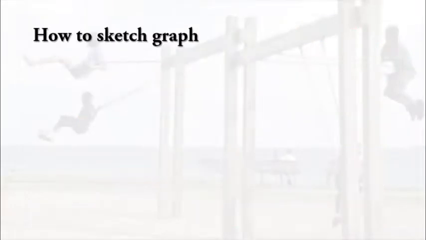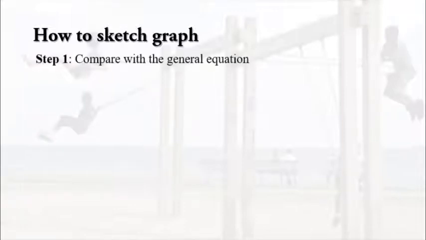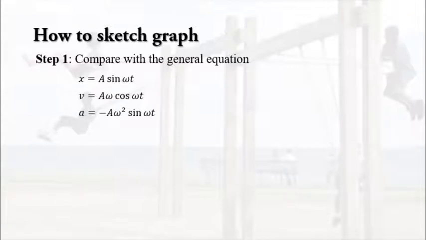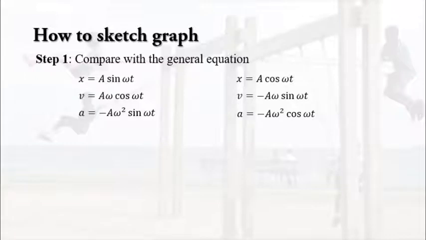So how are we going to sketch the graph, like the one that I showed you previously, or the one that comes with an initial phase angle? Well, as usual, we are going to start off by comparing the general equations with the equations given. If the equation given is without initial phase angle, then you just have to compare with one of these equations and see which one is relevant, whether it's x, v or a, whether it is a sine or a cos function given. Or sometimes you have to form the equation first before you sketch the graph.